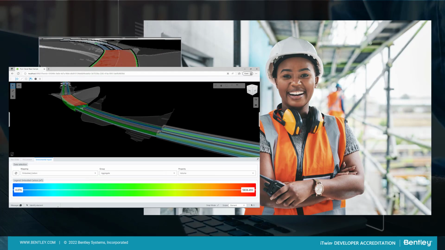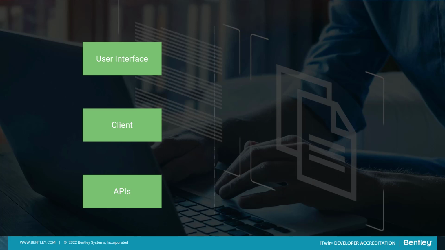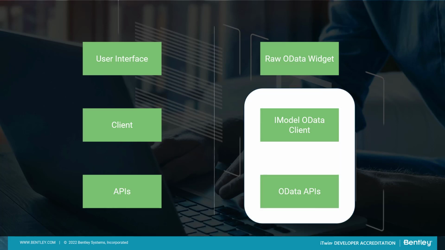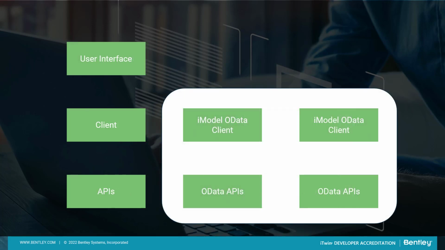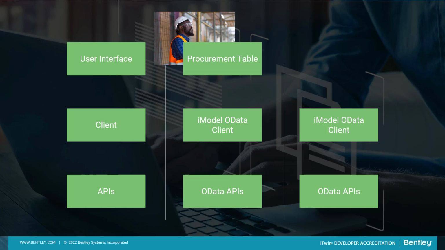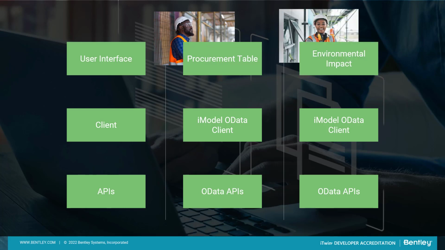To create these reports, we'll follow the same workflow that we used in the previous videos. We use the iModel OData client to interact with the OData APIs and extract the data. In the previous video, we just dumped that all into the raw OData widget to understand what was being returned from our client. We're going to follow the same base structure, but we'll pre-process the data first and replace the user interface, so that this would give us the ability to use the procurement table for Paul and have our environmental impact widget for Irene. Now, let's jump into the code and see how it's done.